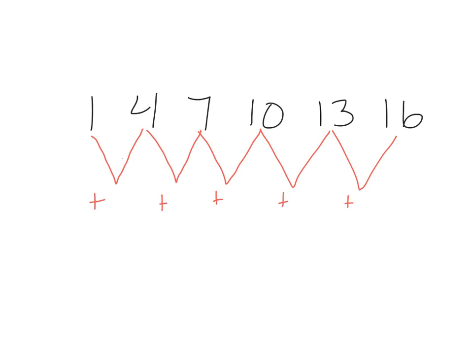Then I'm trying to figure out what number, if I added to 1, would get me to 4. Well, I think that would be 3. What number from 4 to 7? 3. 7 to 10? 3. So I'm skip counting by 3s. Every time my number is getting bigger by 3.